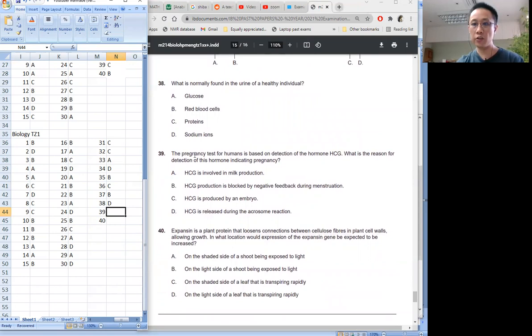Okay, 39, pregnancy test for humans based on detection of hormone HCG, which is produced by the embryo. So C should be the correct answer.